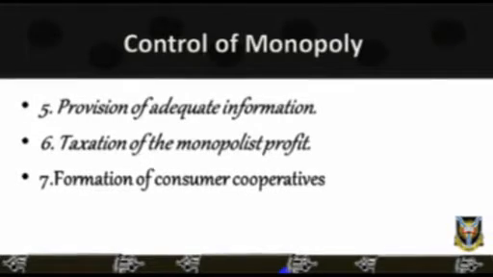The imposition of higher taxes on monopoly profits may curb the monopolistic tendencies of profiteering. 7. Formation of consumer cooperatives so as to enable consumers to produce goods and services at reasonable prices and break up the monopolistic power of single producers.